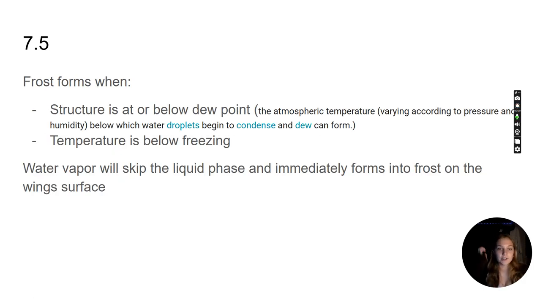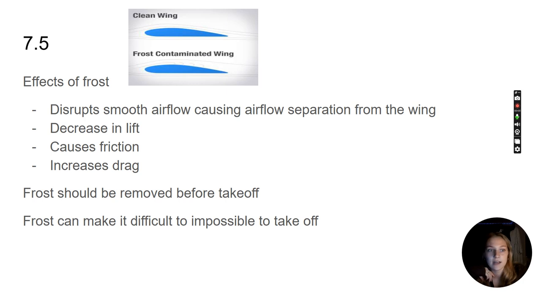Frost forms when a structure is at or below dew point, and I low-key just copied what dew point meant. It's the atmospheric temperature, varying according to pressure and humidity, at which water droplets begin to condense and dew can form. And temperature is below freezing. So water vapor will skip its liquid phase and immediately form into frost on the wing surface. So that's what's happening. Watch out for that.